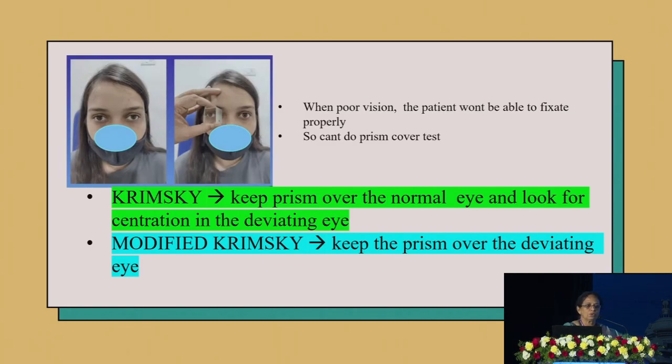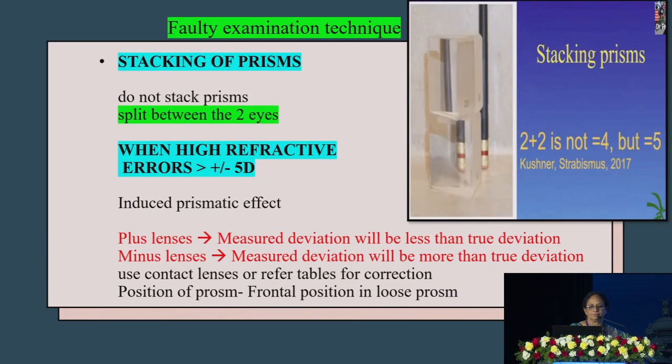In those people in whom you cannot do a PBCT, we do the Krimsky. In those people where the vision is too low to produce an accurate fixation, you do the Krimsky. In a normal Krimsky, you keep the prism over the normal eye. And if the vision is too low in the other eye to take a fixation, you can put the prism in front of the deviating eye and put prisms in increasing strength to make the deviation central. That is the modified Krimsky.